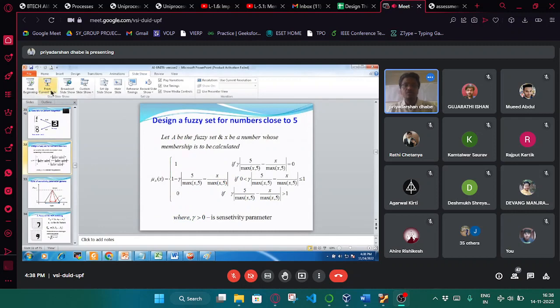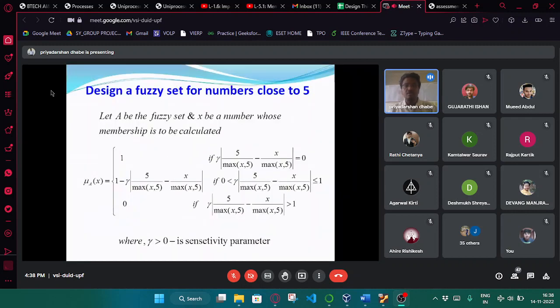So this is the slide which talks about how we can define a fuzzy set. Defining a fuzzy set means we are supposed to define the membership function of that particular set. So mu A of x. Let us say that we are calling this set, let A be the fuzzy set of a number x close to 5. So we are measuring membership of x in fuzzy set A, and mu stands for the membership.